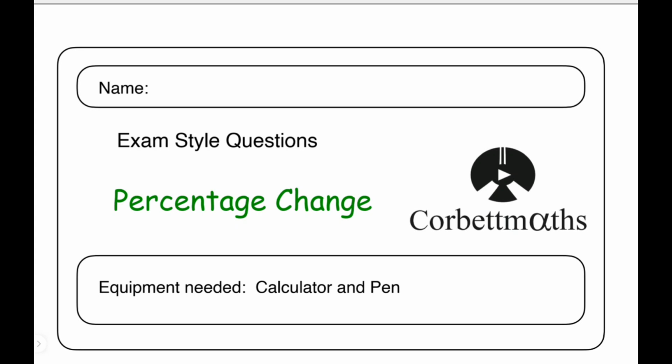Today we shall be looking at percentage change. So what exactly is percentage change? Percentage change is to calculate the difference between an initial amount of something and the final amount and express it as a percentage of the initial amount. So I can define percentage change as the bigger amount minus the smaller amount, divided by the initial amount, times 100.